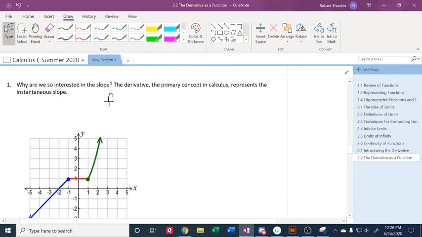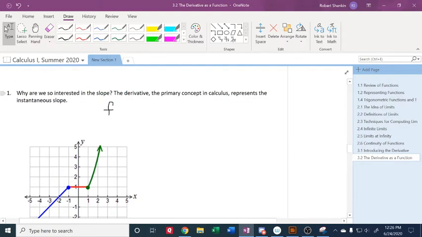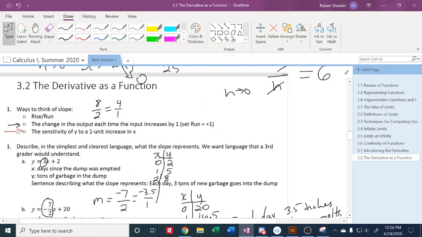All right. And again, we'll be not only computing it, but we'll be interpreting it a lot. And these three different ways to interpret, three ways to think of slope, will be handy for us.